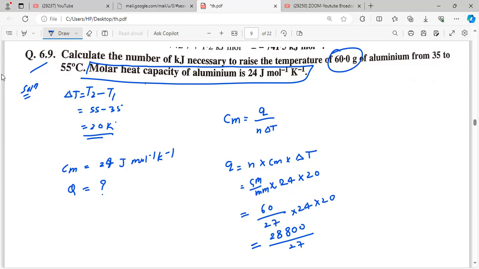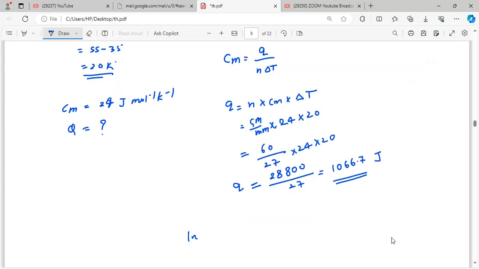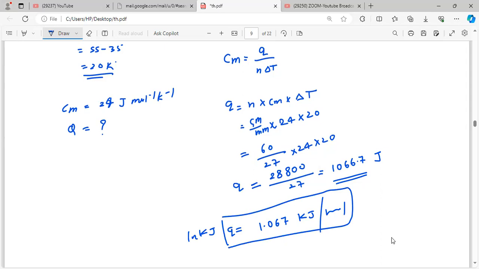2,400 into 8. Can you tell me what unit is going to come here? Q, sir, Q will be joule. Joule. So if you are converting into kilojoule, in kilojoule it will be 1.067 kilojoule per mole. The same is coming for me also. Okay, great.